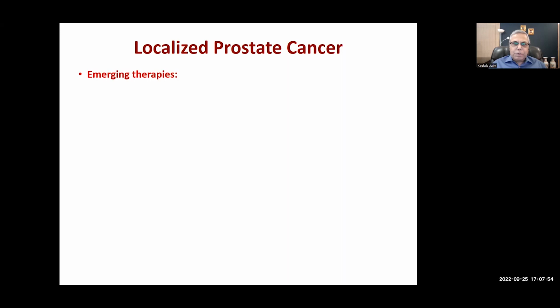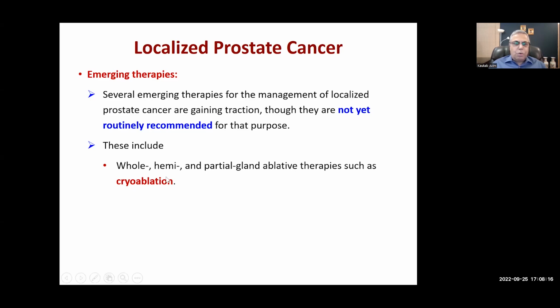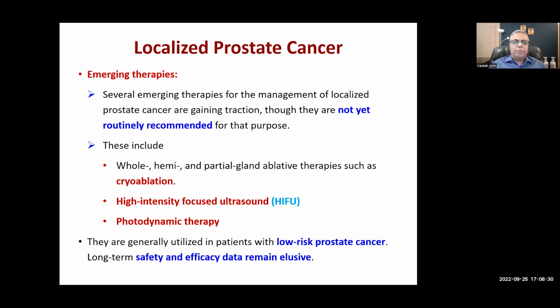Emerging therapies, we will go into more details of emerging therapies for removing the prostatic tissue when we do benign prostatic hyperplasia, but there are several therapies that are not yet recommended. But in some countries, people are doing that as primary surgical therapy. So they include whole, hemi, or partial gland ablative therapy, such as cryoablation, high intensity focused ultrasound, photodynamic therapy, and we'll go into these when we do benign prostatic hyperplasia. We'll go into more details.